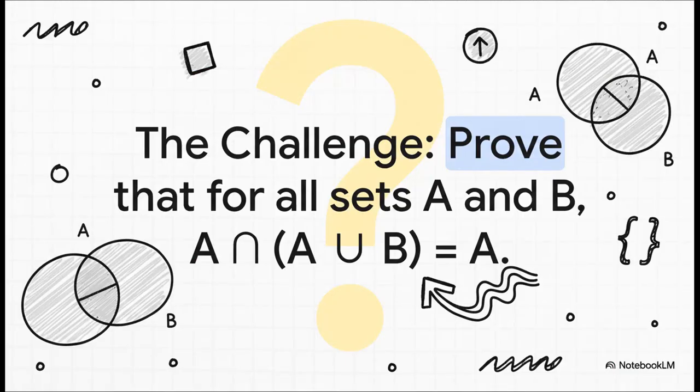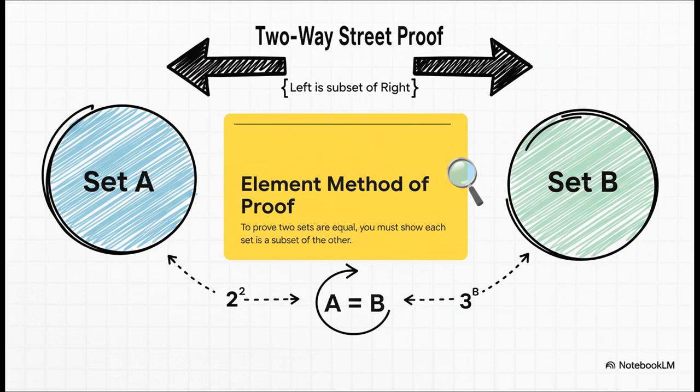So here's our blueprint. We need to prove that for absolutely any sets A and B you can dream up, the intersection of A with the union of A and B is always just A. This is actually a pretty famous rule called an absorption law. And unlike last time, we can't just plug in one example. We have to prove it's true for everything. So, how in the world do you build a proof like that?